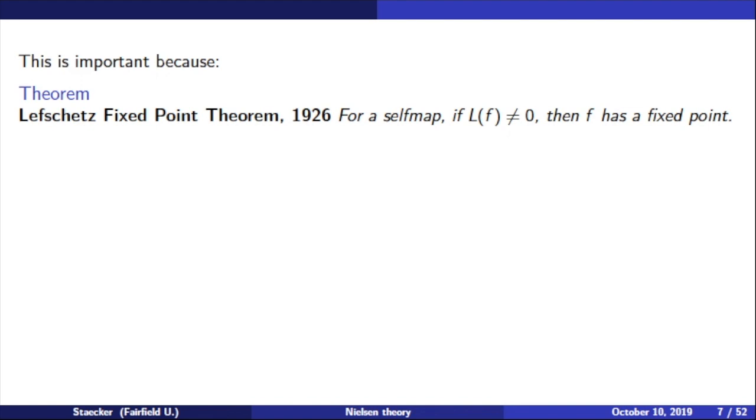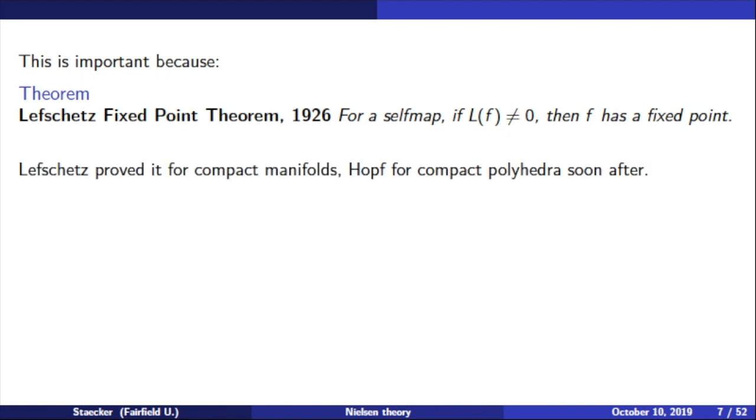It's important because of this. This is the theorem that Lefschetz proved about it almost 100 years ago. For any self-map, if the Lefschetz number is non-zero, then f has a fixed point. So this is the Lefschetz fixed point theorem. Lefschetz proved this. I said this is true for polyhedra. Actually, Lefschetz only proved it for a manifold, but then Hopf, a few years later, proved it for all compact polyhedra.